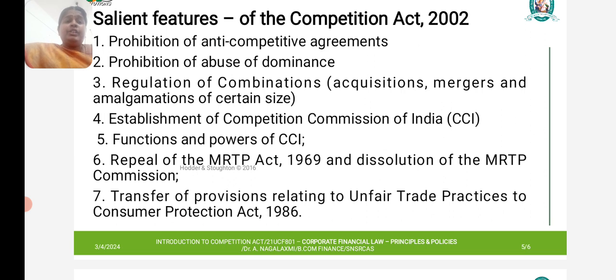Here we are going to see the salient features of the Competition Act 2002. The first feature is prohibition of anti-competitive agreements. The second feature is prohibition of abuse of dominance, and regulation of combinations, that is acquisitions, mergers and amalgamations of certain size. Then the establishment of the Competition Commission of India, CCI, functions and powers of CCI, repeal of the MRTP Act 1969 and dissolution of the MRTP Commission, and transfer of provisions relating to unfair trade practices to the Consumer Protection Act 1986. So the Competition Act had these features inside it.